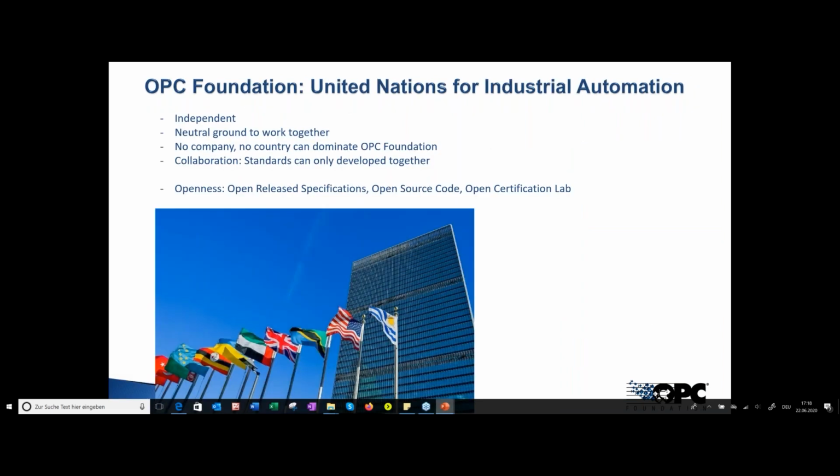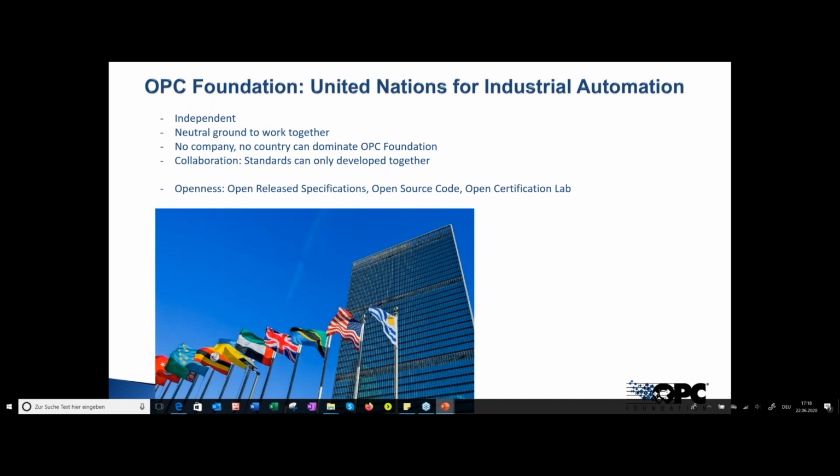As a little bit of summary, the OPC Foundation feels like the United Nations for industrial automation because we are independent, and it's a neutral ground to work together. There's not one single company or group of companies able to dominate the OPC Foundation, also no country. Collaboration and working together is really the way for the future, and this is exactly what end users want and expect. We are really proud of the openness strategy: everything is open, released specifications, sample code is open source, and the lab is also available for non-paying members.